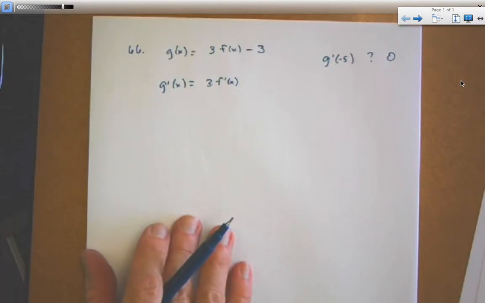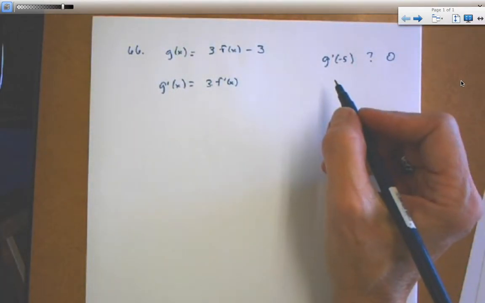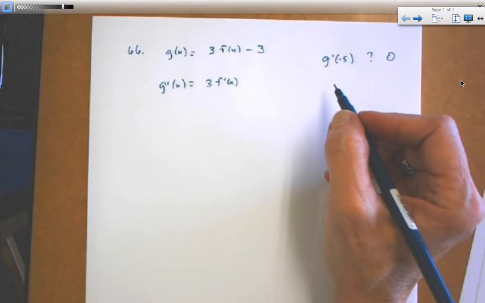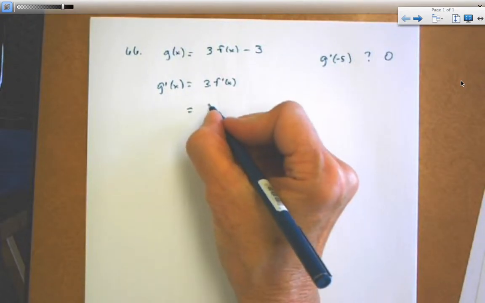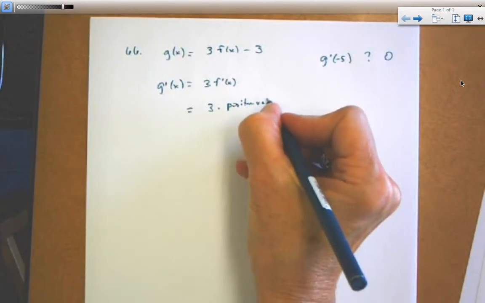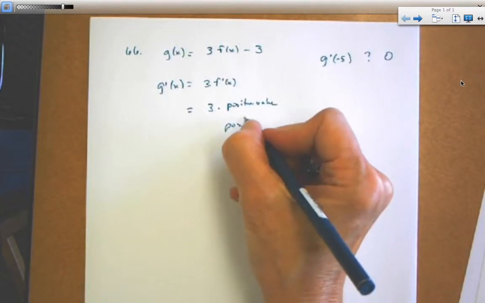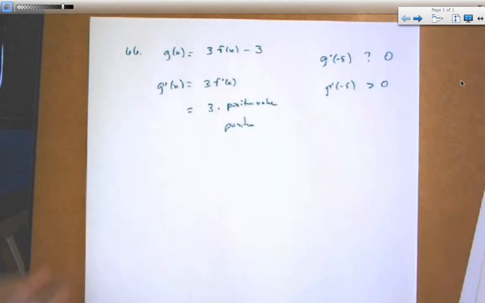Since from negative infinity to negative 4 the first derivative is positive, then I have 3 times a positive value. Well, that's going to be a positive number. So g prime of negative 5 is going to be greater than 0. A little bit of some analysis type problems. Let's move to 73.